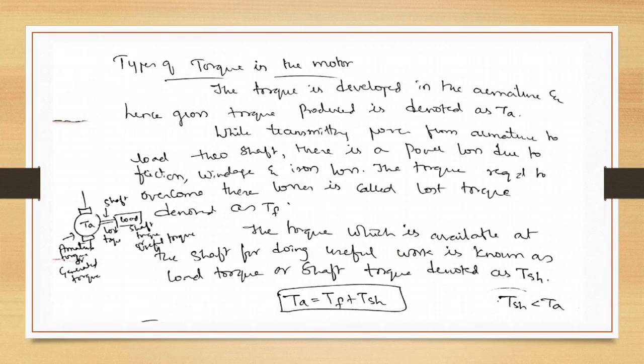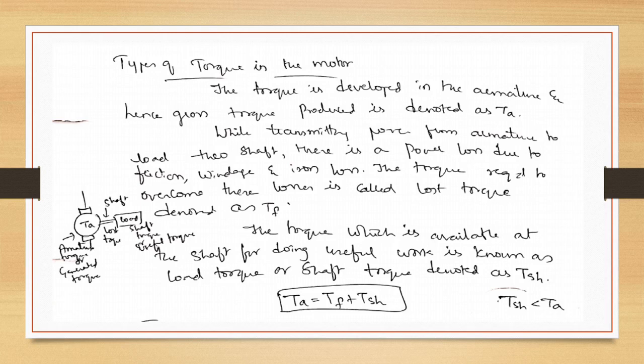Types of torque in a DC motor. So how many types of torque are there in the DC motor? Armature torque is there, shaft torque is there, lost torque is there. So torque developed in the armature and hence gross torque produced is denoted as TA. While transmitting power from armature to load through shaft, there is a power loss due to friction, windage and iron losses. So some amount of power is getting lost because of the friction losses, windage losses and iron losses. Torque required to overcome these losses is called as lost torque, which is denoted as TF. The torque which is available at the shaft for doing useful work is called as load torque or shaft torque, which is denoted as TSH.